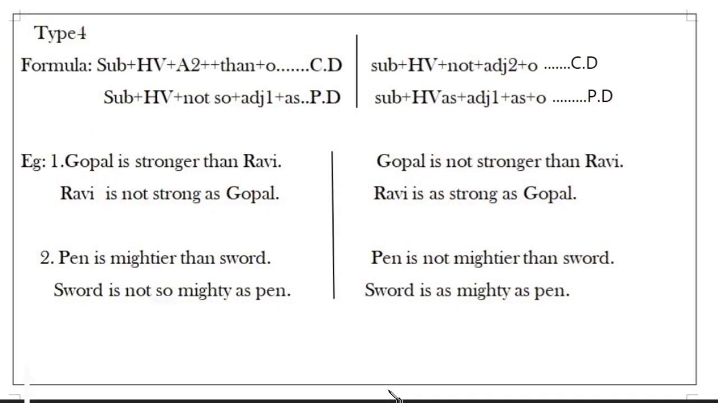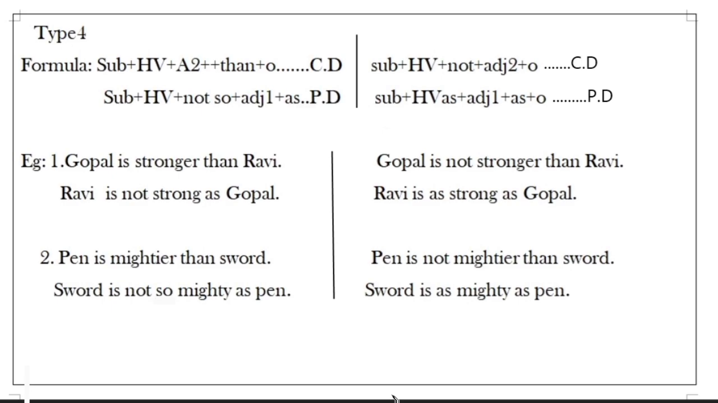Type 4. Here only two subjects will be given in the question, and according to that we have to change it into another form. When the subjects are only two, the formation of the superlative degree is not possible. We know it very well. In that case, the transformation can take place only from positive to comparative or comparative to positive degree.